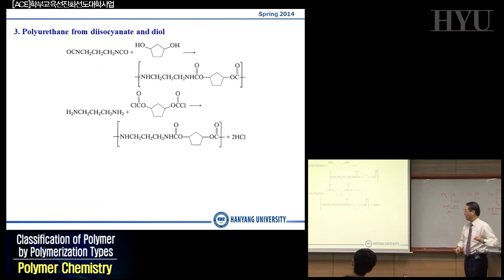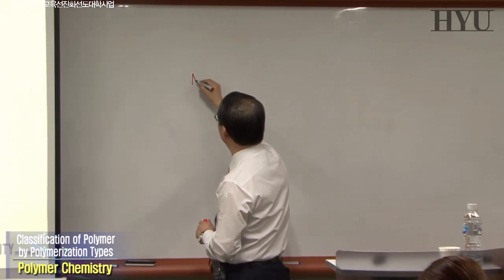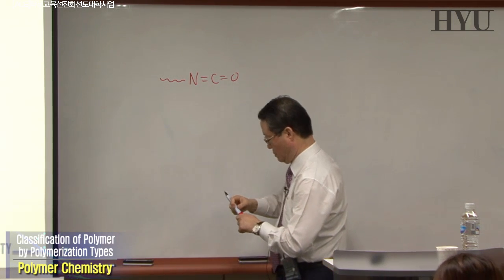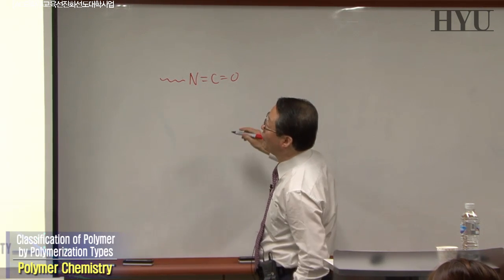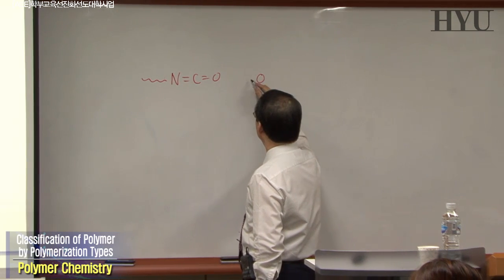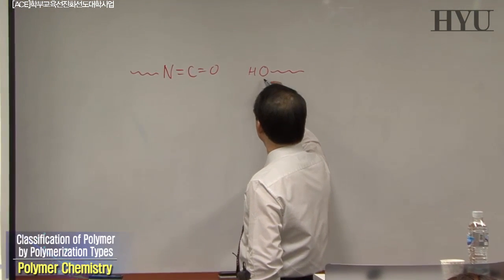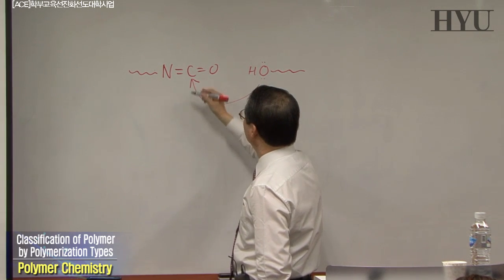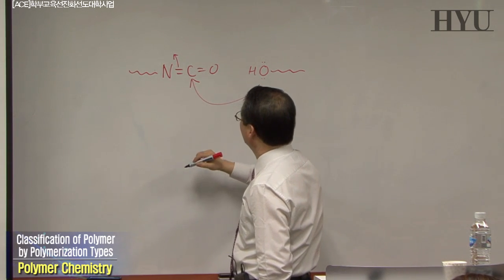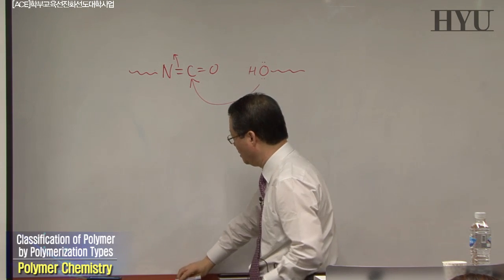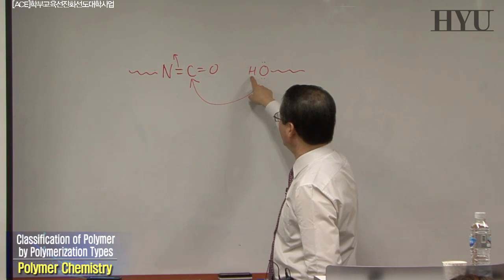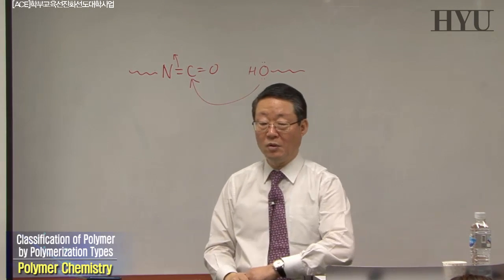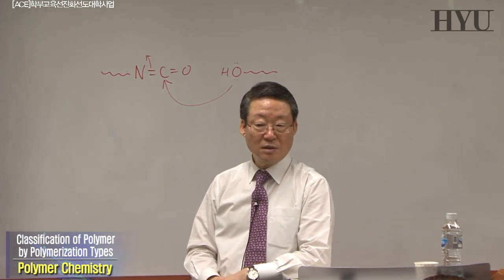This diisocyanate is very reactive. If you have a hydroxyl, the hydroxyl will attack this carbonyl and open this ring, so that you have a rearrangement of a hydrogen or proton attacking over here. So you form the NH and COO without any condensate.